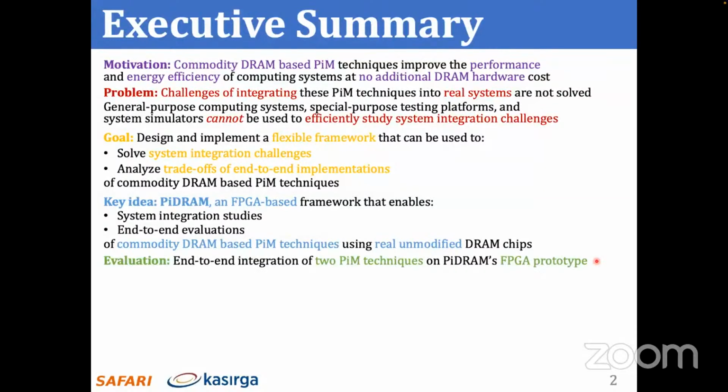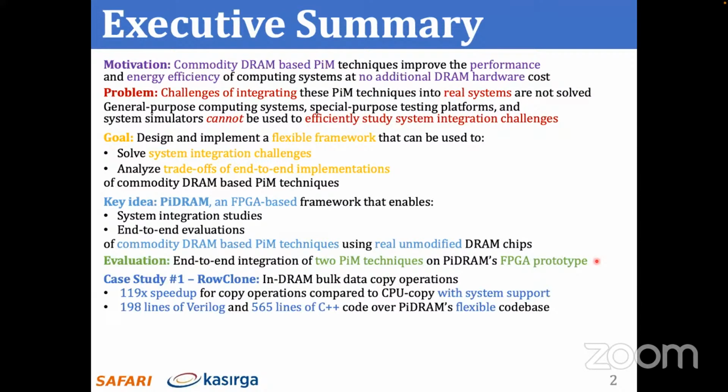And we evaluate PiDRAM with two PIM techniques on an FPGA prototype. In our first case study, the first PIM technique we evaluate is RowClone. It allows in-DRAM bulk data copy operations, and it provides 119x speedup compared to a CPU-only copy operation throughput. And it only takes 198 lines of Verilog and 565 lines of C++ code over PiDRAM's flexible code base.